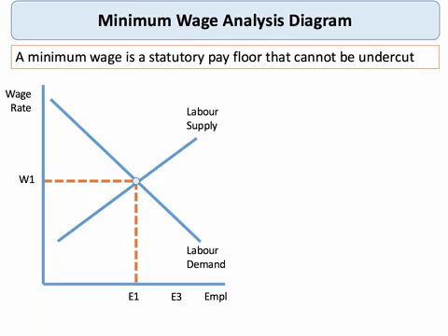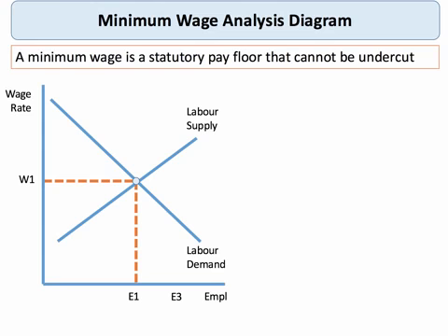So let's go through the basic analysis. That's what we're here for. The core diagram is going to be a labour market diagram with the wage on the y-axis and the employment of labour on the x-axis. We assume here we have a free market wage W1 with employment level of E1.